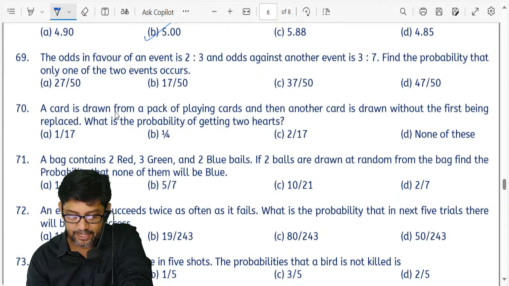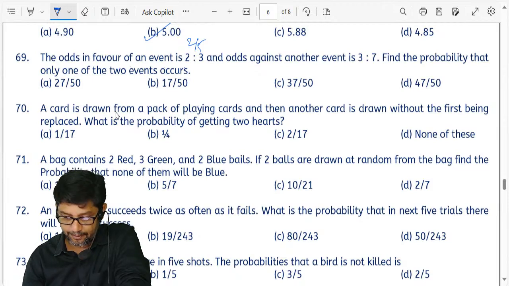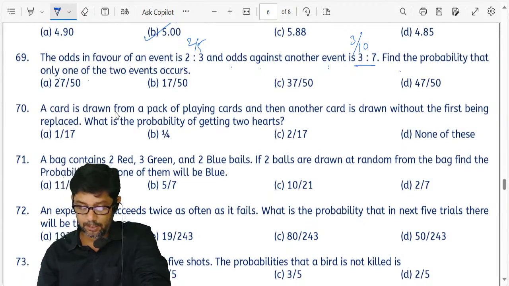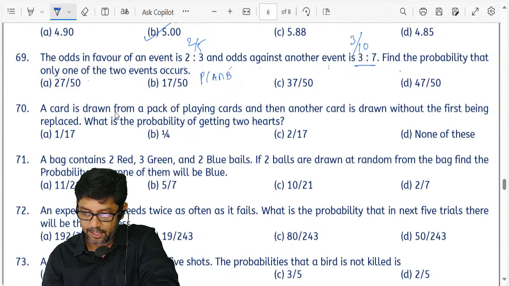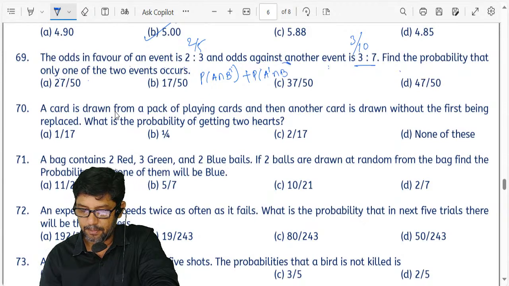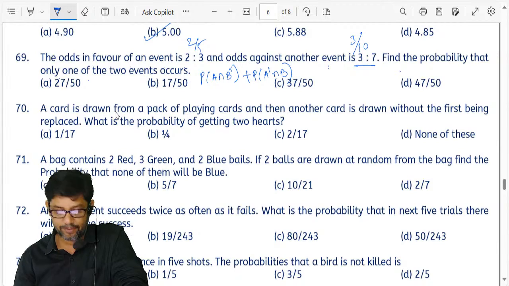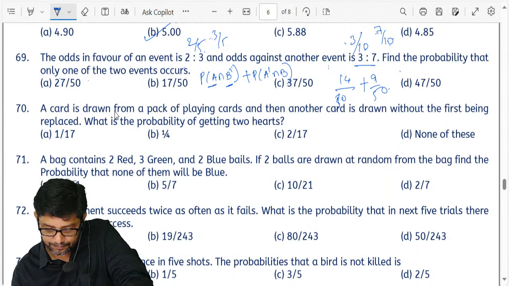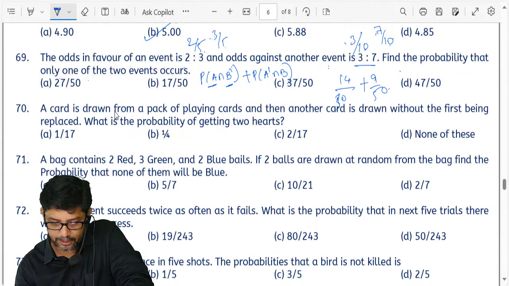Next, the odds in favor of an event is 2:3. That means what is the probability? 2/5. And the odds against another event is 3/7, so 3/10. Find the probability that only one of the events should occur. So what do they ask you to find out, my dear? P of A intersection B dash or P of A dash intersection B. Is it clear, all of you? We need to consider it as independent events. So 3/5, and here 7/10. So P of A into P of B dash, 2/5 into 7/10, 14/50, plus. What is next, my dear? P of A dash, 3/5 into 3/10, 9/50. Is it 9? See, 3/5 into 3/10.